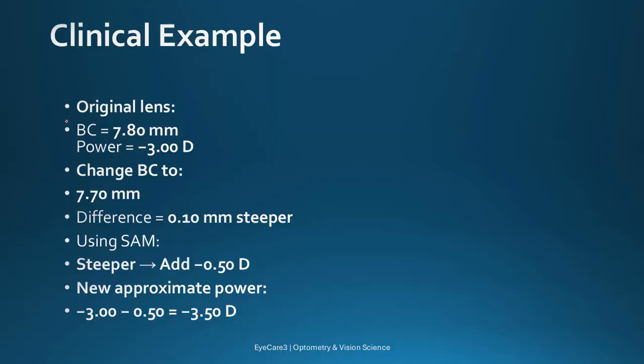Let's do a clinical example to understand it in a better way. The original lens has a base curve of 7.8 millimeter. The power of the contact lens used is minus 3 diopter. We have changed the base curve to 7.7 millimeter. So we have basically decreased the base curve. Decreasing the base curve in millimeter means that we have used a steeper lens, and the difference is 0.1 millimeter steeper. So recalling the same rule, steeper add minus. That means that I have to add minus. How much minus? 0.1 millimeter is equivalent to 0.50 diopter.